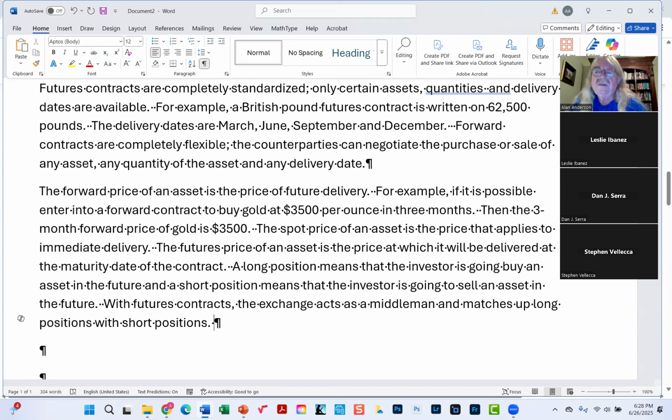Now, of course, the beauty here is that if the counterparty fails to satisfy their obligations, the CME will step in and take care of it. They will find a way to get the money out of the counterparty, but they're the ones who will cover whatever problems there are.